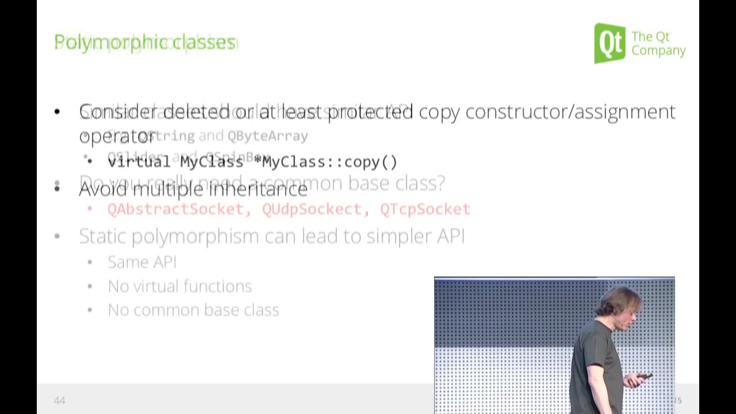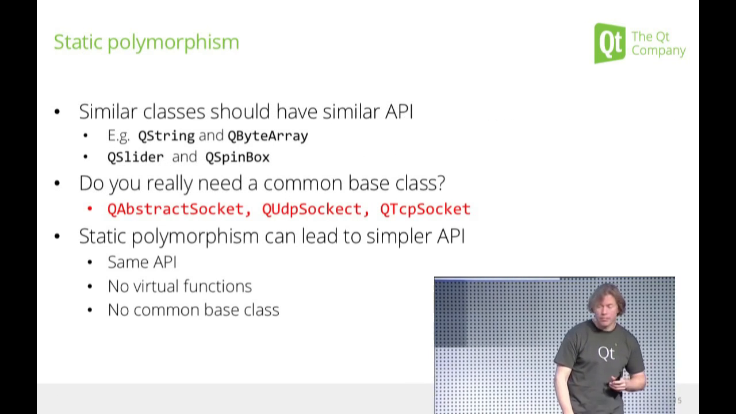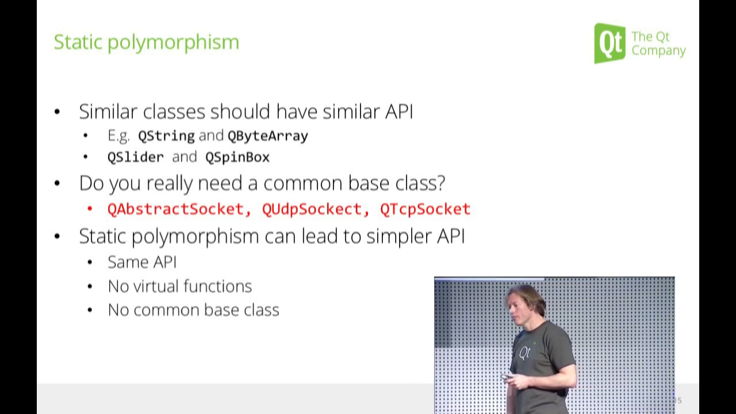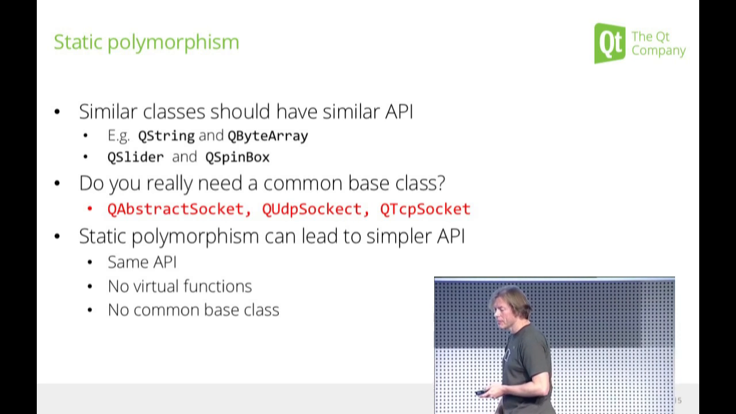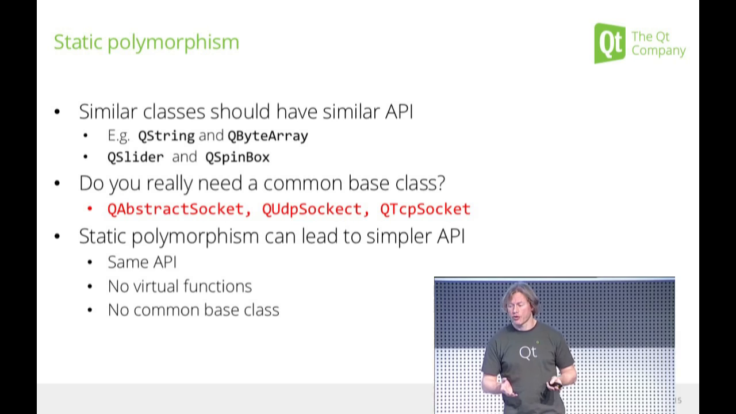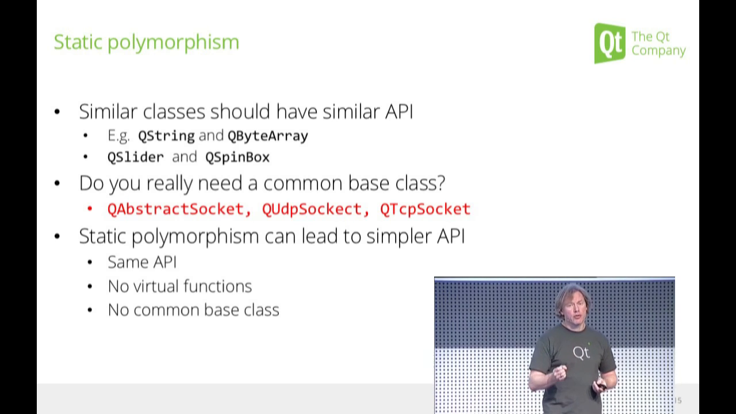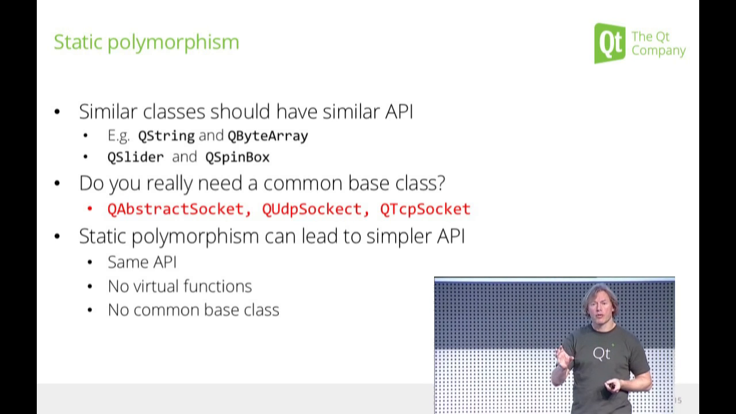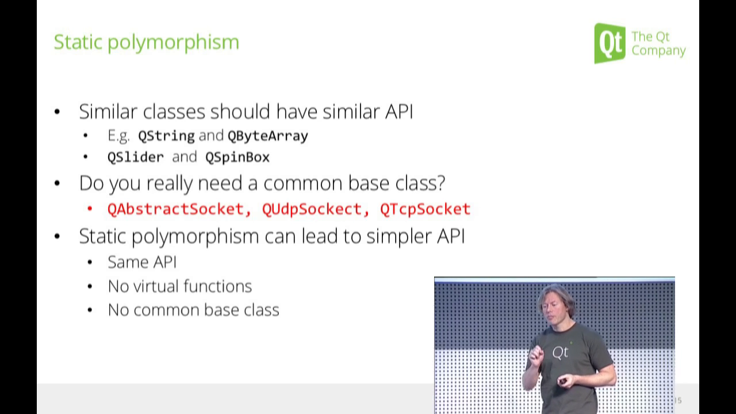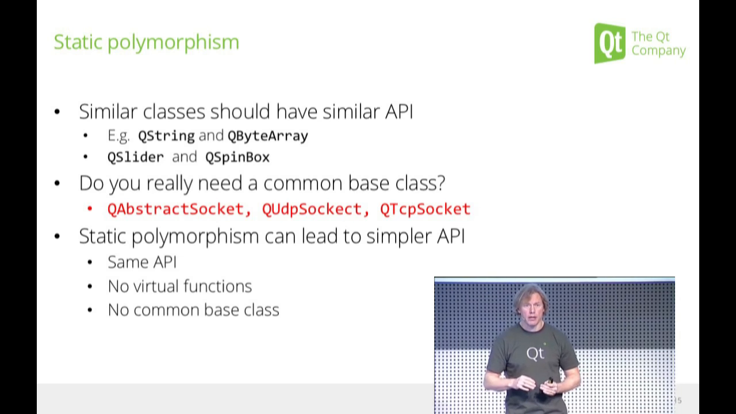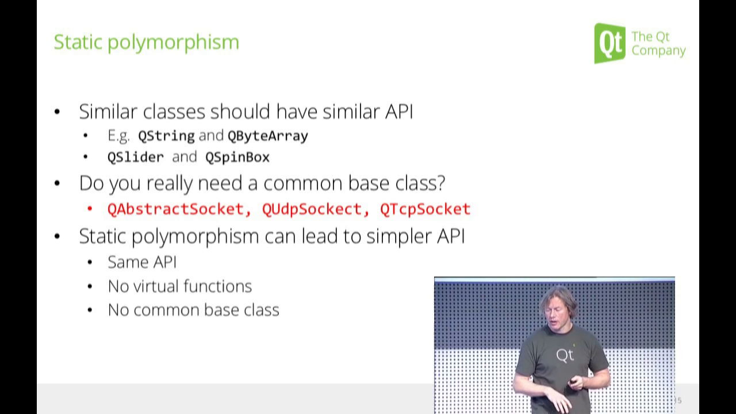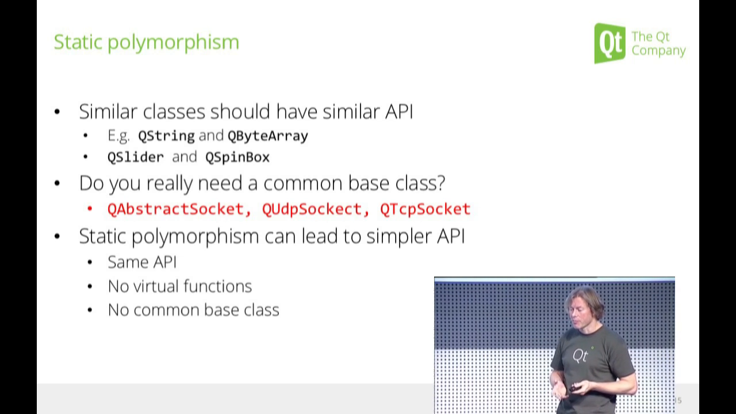Another thing we're using quite a lot in Qt is static polymorphism, which means similar classes have similar API. QString and QByteArray both don't have virtual functions, but static polymorphism means that in the code, I can simply exchange one for the other, and most of the code will still compile. It'll just pick up that other class because the API is the same.